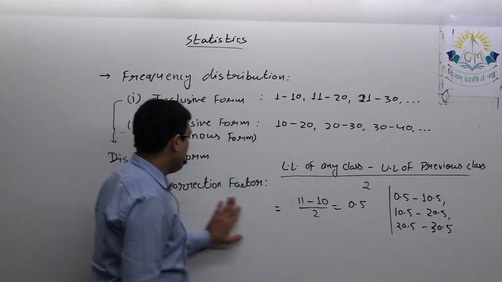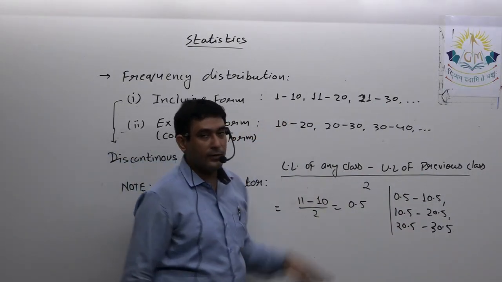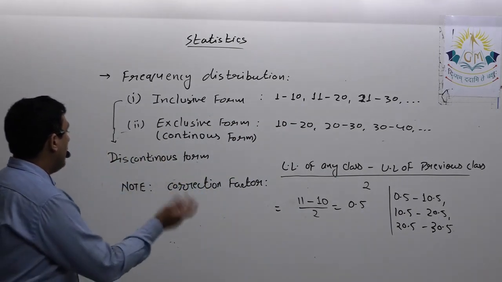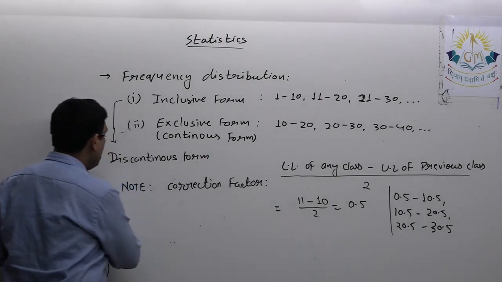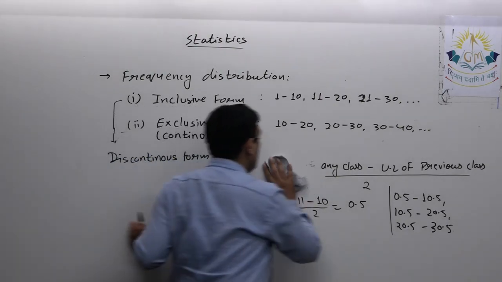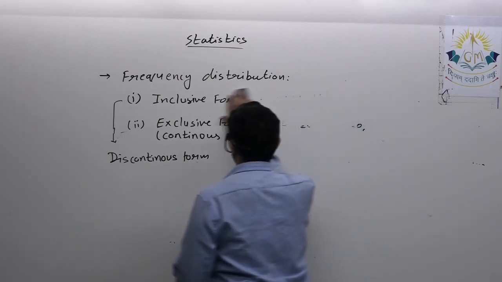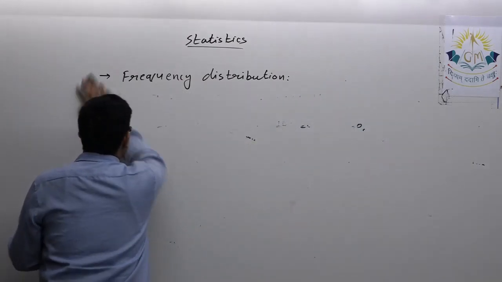So this is the correction factor. We have to subtract the correction factor from the lower limits, and we have to add the correction factor in the upper limit to make the classes in continuous form. So this is about this frequency distribution. Now we'll see some more terminology related to statistics.